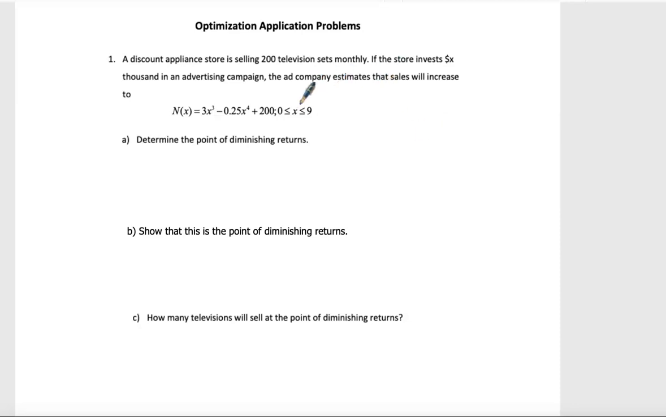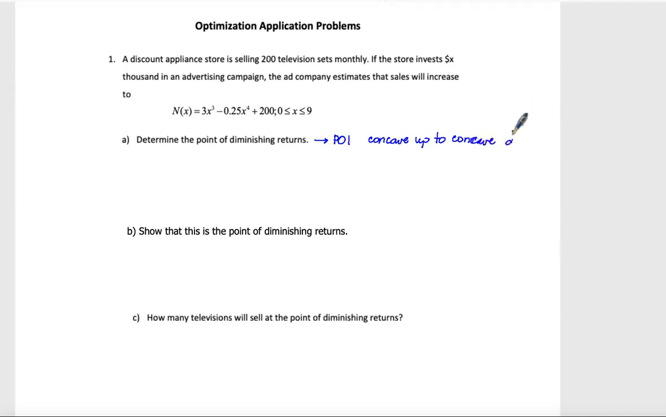Now remember, X represents the amount invested in the advertising campaign, and N of X represents the number of television sets, okay? So determine the point of diminishing returns. Now the point of diminishing returns is basically the point of inflection, where the concavity changes from concave up to concave down. So what does this mean?